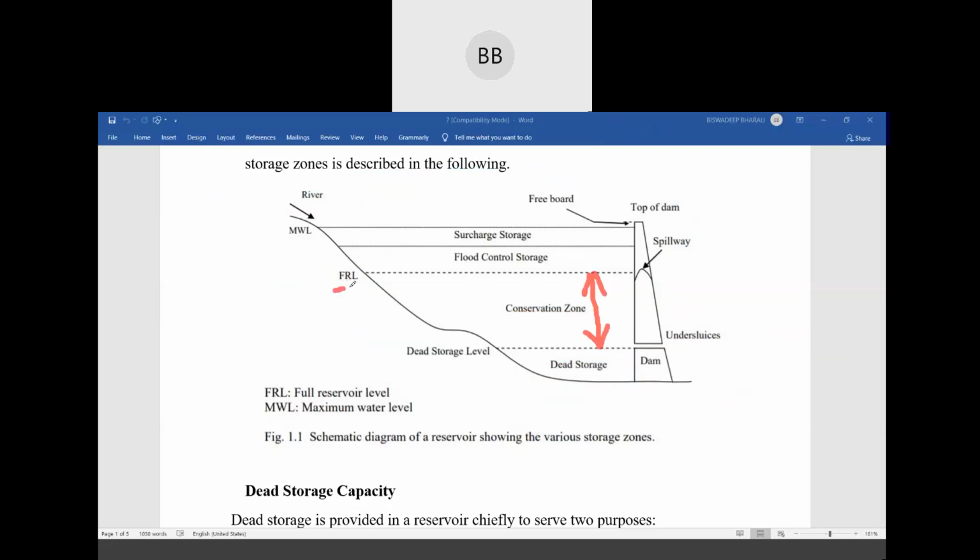But beyond that FRL, if there is a probability of flood in the downstream end, we can store more. The capacity is still here. Maximum water level, this is the capacity of the dam. But when there is no probability of flood at the downstream, beyond that FRL, we release the water through the spillway. We are going to release the water through the spillway.